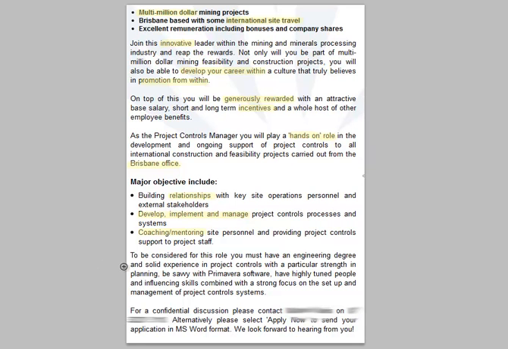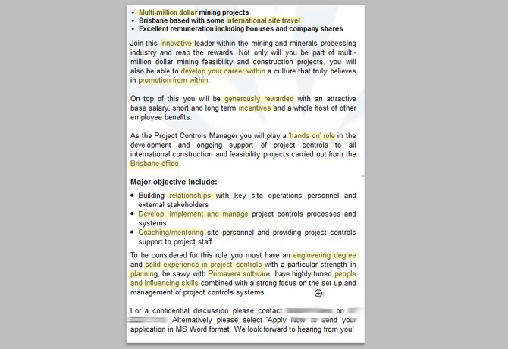Alright, the selection criteria, that's in this paragraph here. You must have an engineering degree. You must have solid experience in project controls, and they want someone with a particular strength in planning. You need to be familiar with Primavera software, and you must have people and influencing skills. That comes into management as well, your management skills, your ability to influence others.